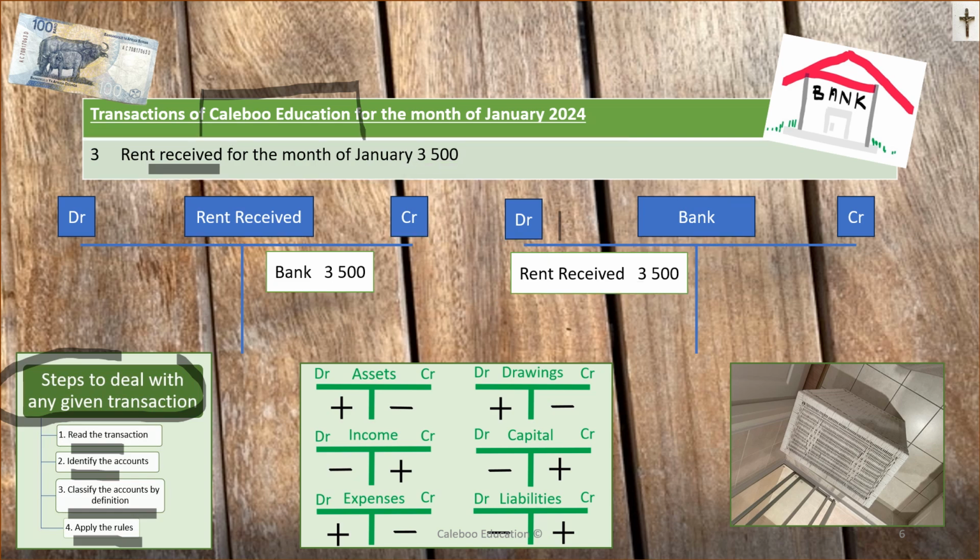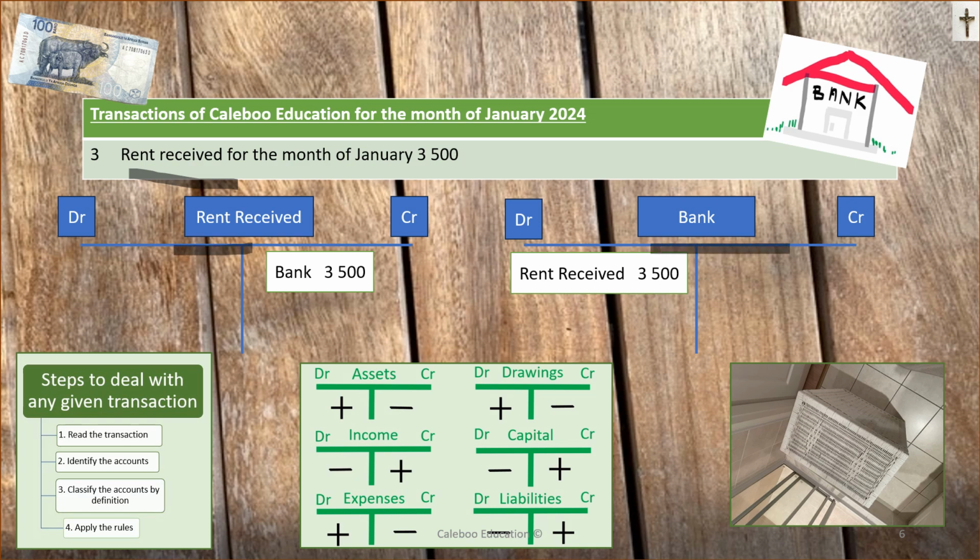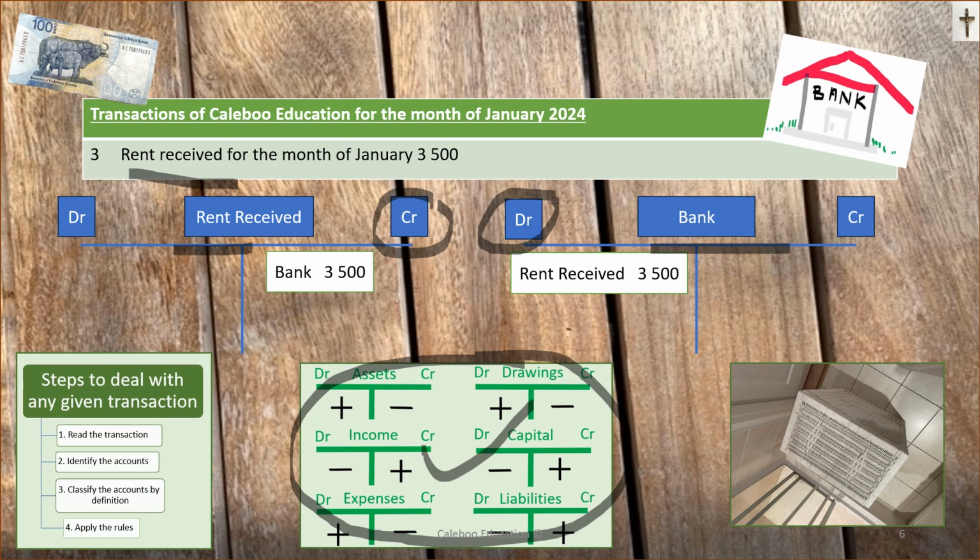There's the copy or the answer without the scribbles. So this transaction here, rent received: one account's rent received, the other account is bank. Rent received is credited, bank is debited according to the rules. There we go. You can't go wrong. If you know these rules and you can classify these accounts correctly, you cannot go wrong. You must go check out my video on the rules.